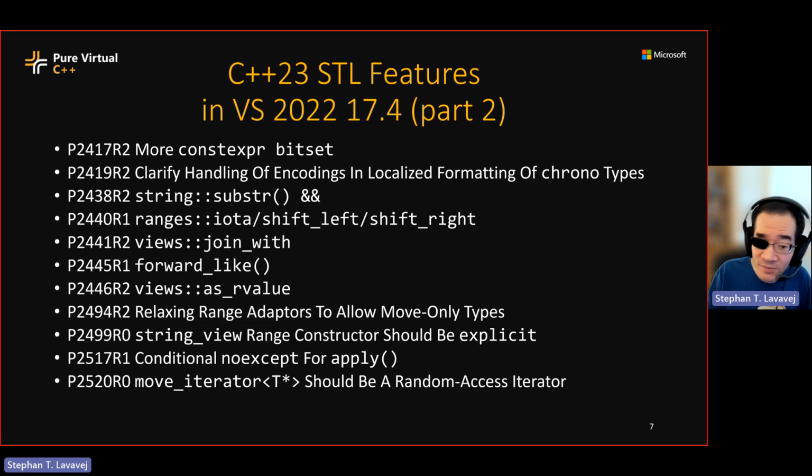Correctness improvement or safety improvement for string view. So if you're constructing a string view from a range, that now needs to be explicit. I believe that can be a breaking change in some cases. If you've been upgrading your Visual Studio, you should have already encountered this breaking change several months ago.